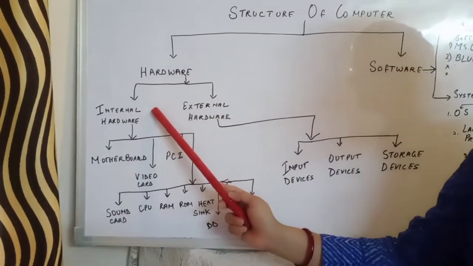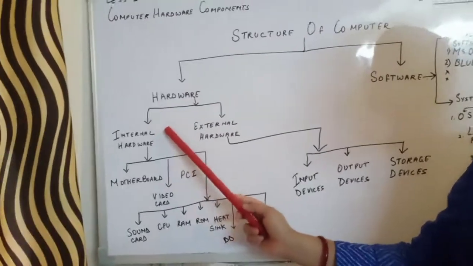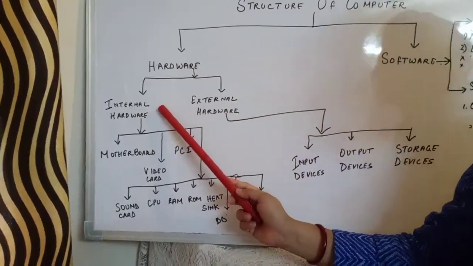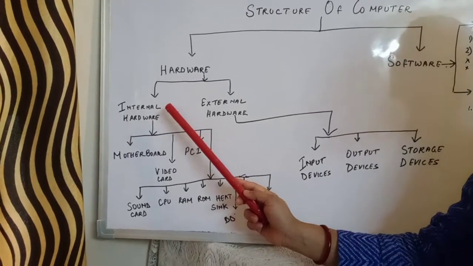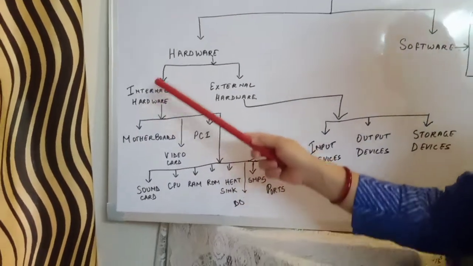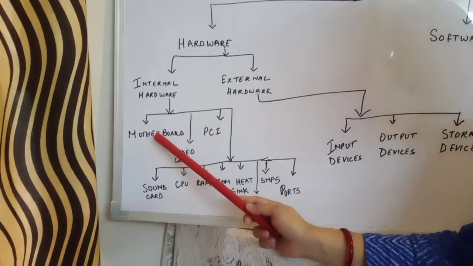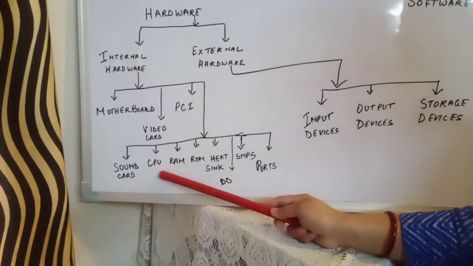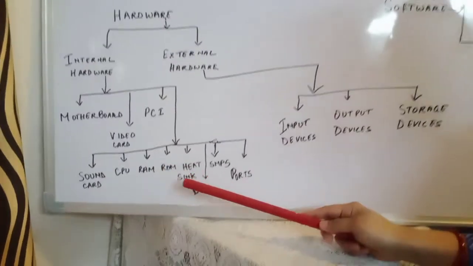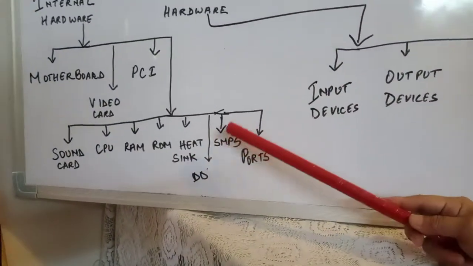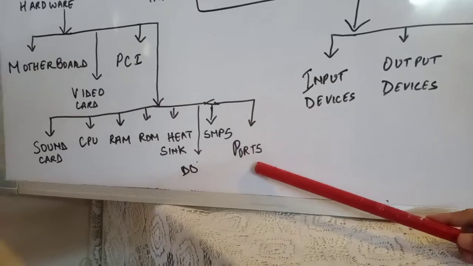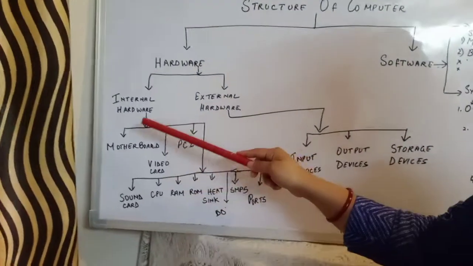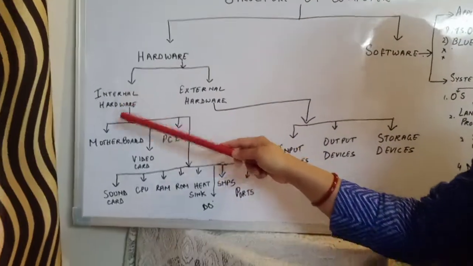Now internal hardware, as the name suggests, is built inside the CPU box. Internal hardware is built inside or fixed inside the CPU box. Now different types of internal hardware are motherboard, video card, PCI, sound card, CPU, RAM, ROM, heatsink, disk drives, SMPS and different ports used. So these are the different internal devices or the parts of internal hardware.